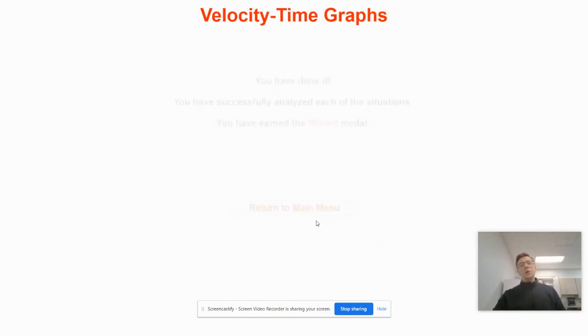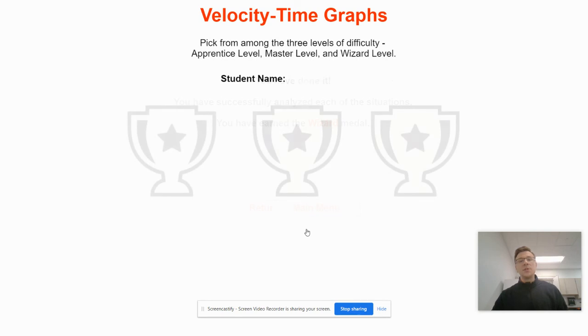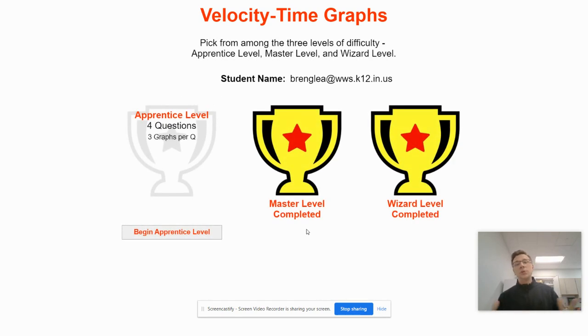All right, so that is your velocity versus time graphs concept builder. Again, you're going to be doing the entire thing, but the apprentice level is covered within the master and wizard levels. So let me know if you have any questions.